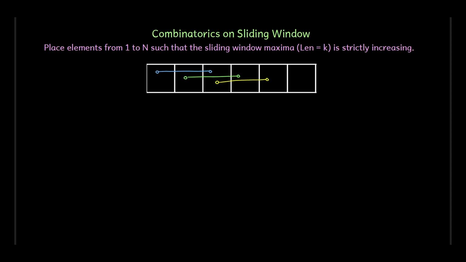But then you can notice that there are multiple ways to place elements from 1 to n. So there could be multiple different maxima. How do you coordinate all of these, right? How do you ensure a dependency between them?